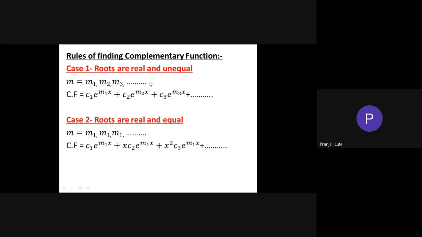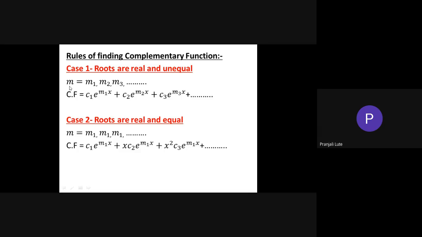According to the order of that differential equation, we get the number of roots. Suppose the order is 2, we get 2 roots. Suppose the order is 3, we get 3 roots. Suppose the order is 4, we get 4 roots. So according to those roots, we have to write down the complementary function.